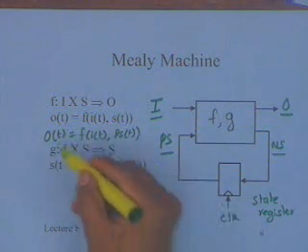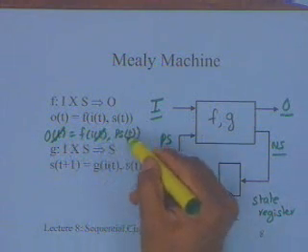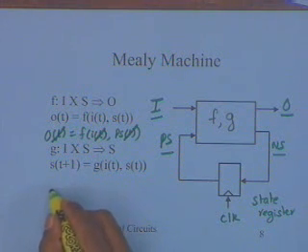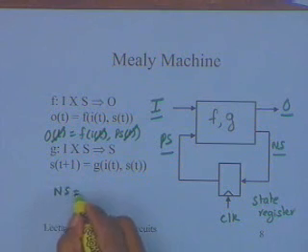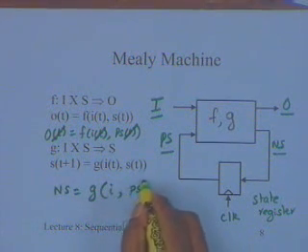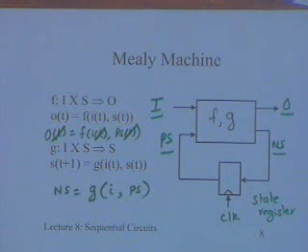And once I do this, I can ignore this T, because it's just a combinational circuit of input, present state and output. It is relating that, and it's all relating at the same time. So in this case, I can again define this next state to be a function G of input and present state, again ignoring the fact that the time comes into the picture.